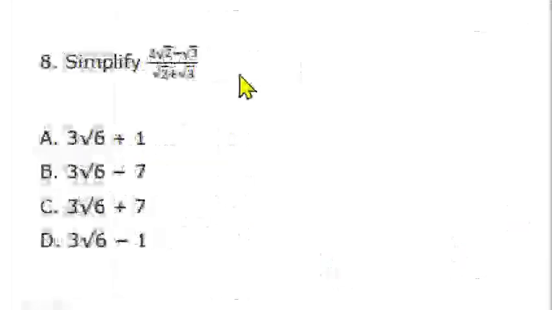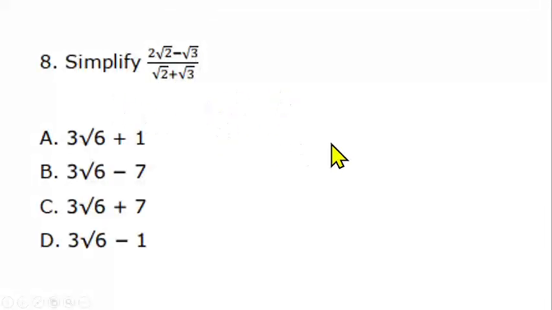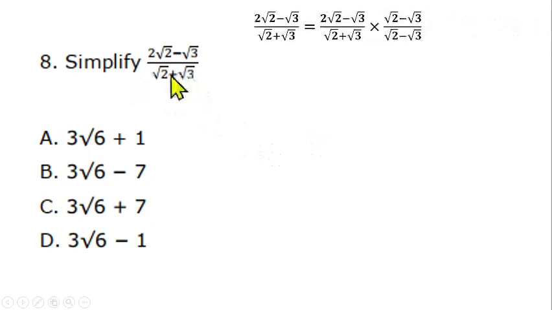Question number 8 is from surds. We have to rationalize this surd. So how do we do that? You have to find the conjugate of the denominator. The conjugate of the denominator is root 2 minus 3. So that will now multiply up and down. So root 2 minus 3 will multiply up and down, which is what you're having here.